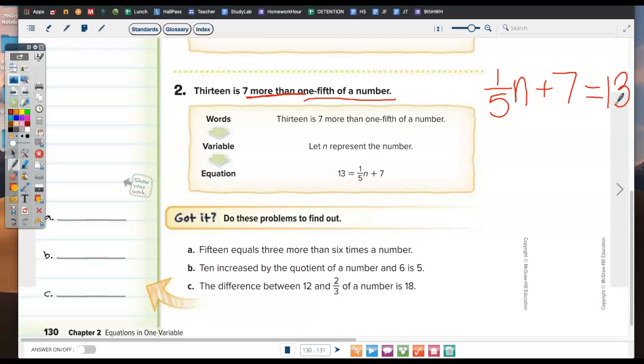Equals 13. Okay, for some of you, it might be easier to just read it left to right. So I have 13 is, so I would write 13 equals 7 more, 7 plus 1/5 of a number. Are these two equal? Is my 13 positive? Is my 7 positive? Is my 1/5 n positive? Yes. So those two are equal. It doesn't make a difference to me. I like to pick out the variable first. Some people like to pick out the equals first. That's fine with me.